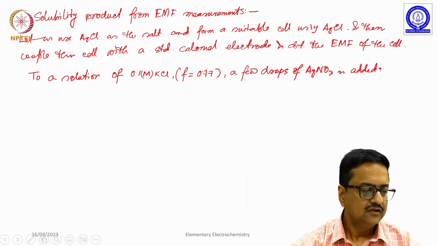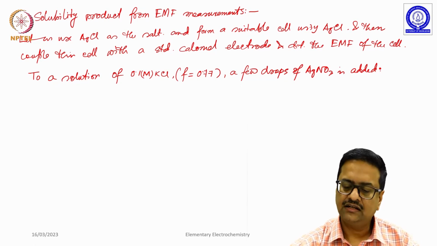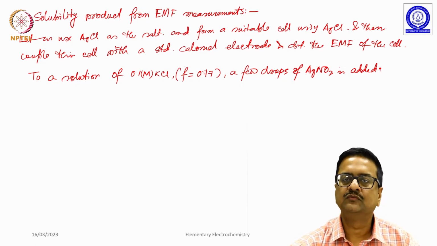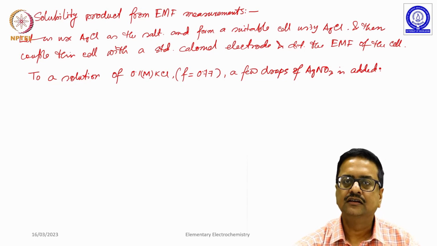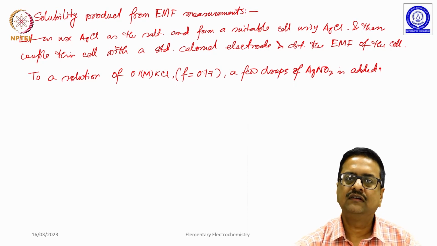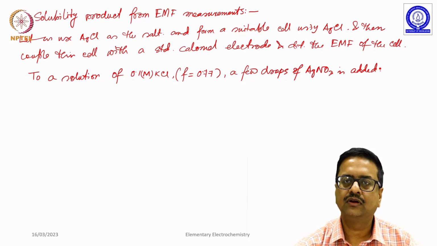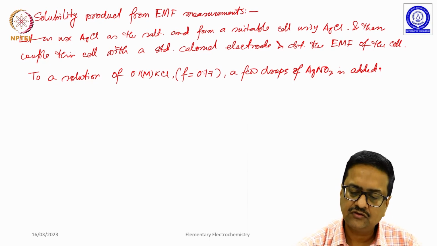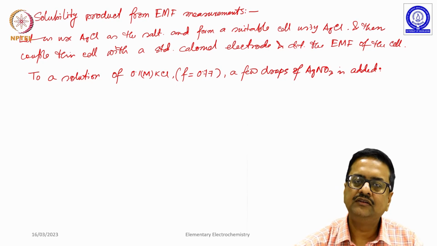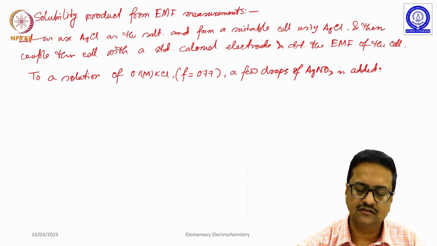What will happen? When you have a large excess of chloride ion in a solution like 0.1 molar KCl, you are adding 1 or 2 drops of silver nitrate solution. Almost all silver ions will form its chloride salt and get precipitated, and a very small amount of silver ion will remain in solution, which will indicate the solubility of that particular salt.